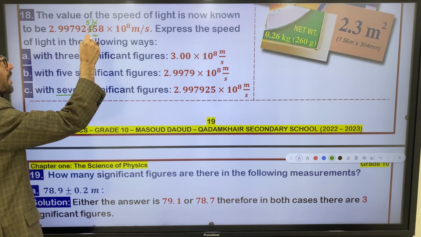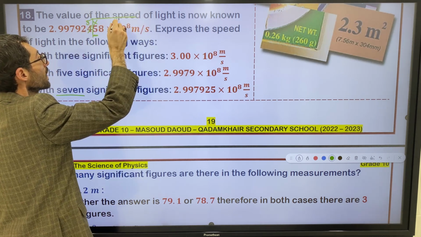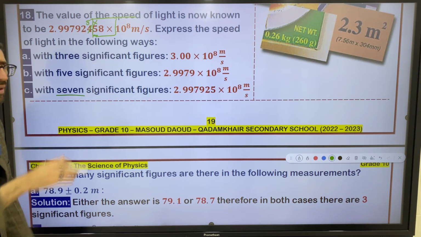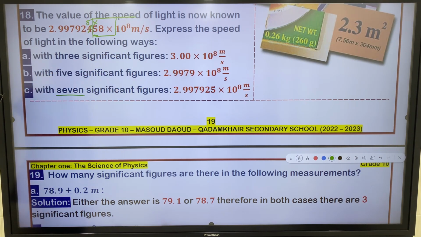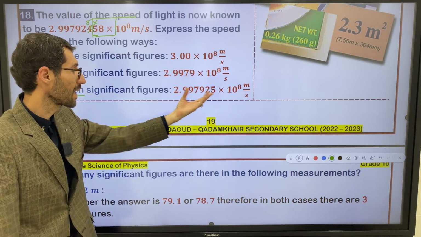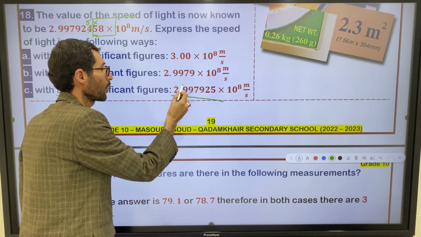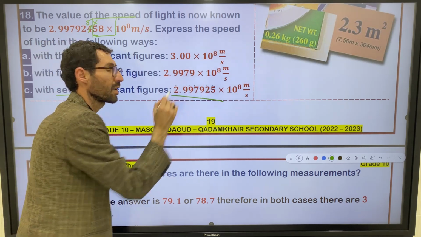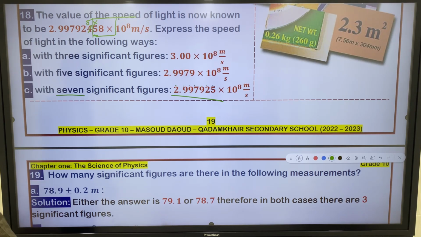So these parts are not important. Actually, just write the power. We write the power, no problem. So the answer will be 2.997925 times 10 to the power 8 meters per second. Let's check the answer. This is the answer. 1, 2, 3, 4, 5, 6, 7. The 7 sig figs remain.